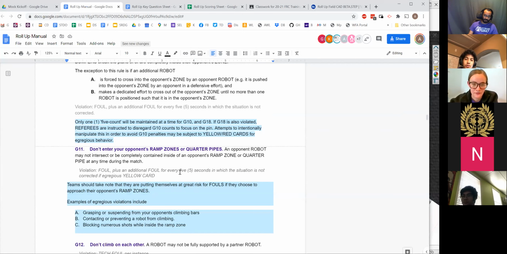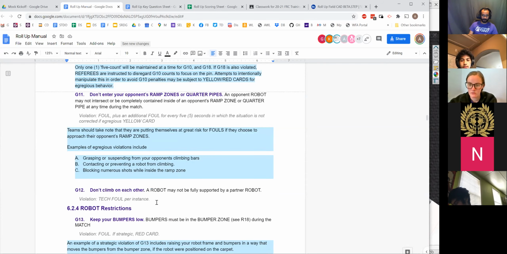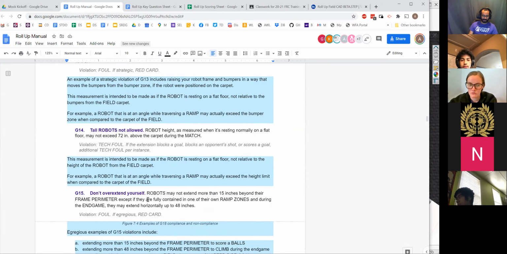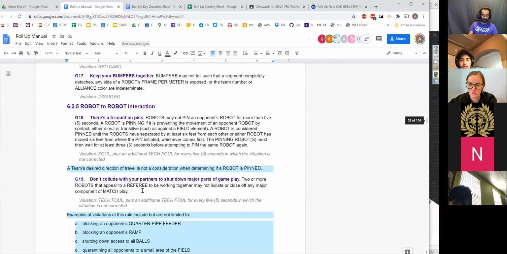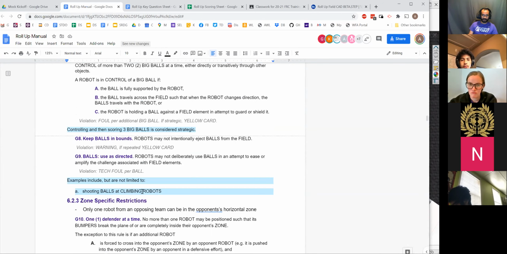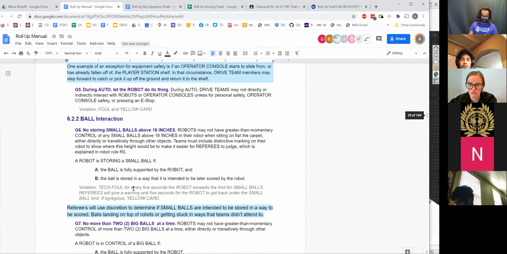And then if you do the egregious things, it moves up to a yellow card very quickly. So if you drive into the ramp and park there, trying to block all of the goals, it's not a foul, it's a yellow card. But if somebody shoves you into their ramp zone, it's a foul on you, and then you have 5 seconds to escape, basically. If someone else holds you in, there's a penalty somewhere for that. I assume the don't force people to take rule penalty exists somewhere in here. I don't actually know if that's in there.